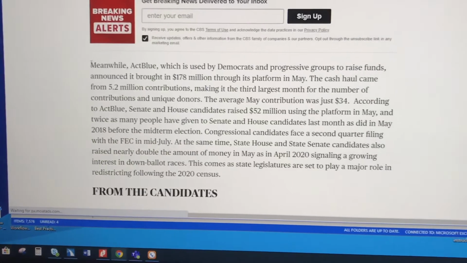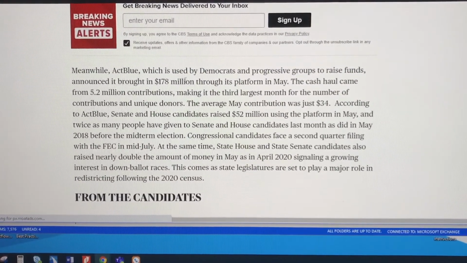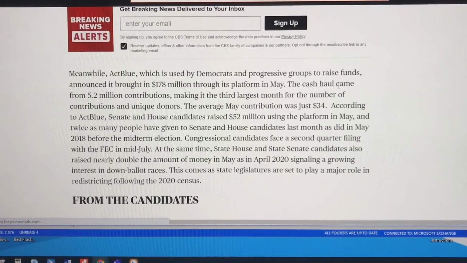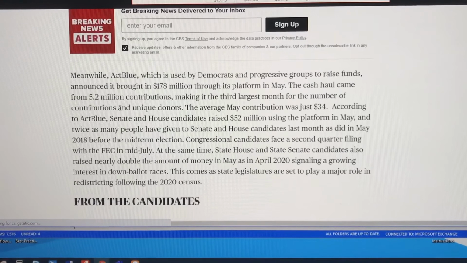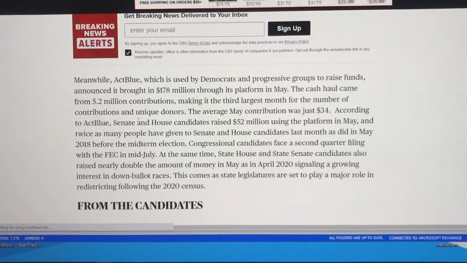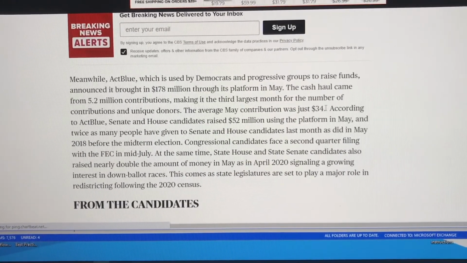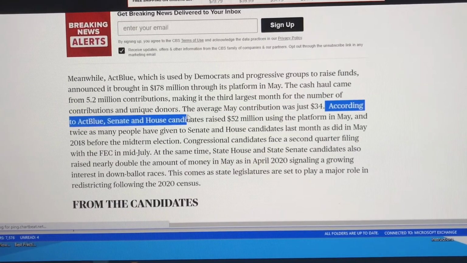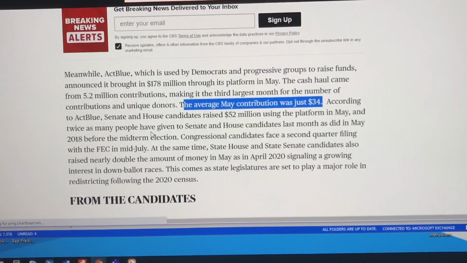So we're going to look at one more thing here for ActBlue, letting you know that ActBlue, which is used by Democrats and progressive groups to raise funds, announced that it raised $178 million in the month of May. Think about that, $178 million that all go to Democratic candidates. So you wonder why you hear a lot about the Democrats? It's because they put a lot of money into it.